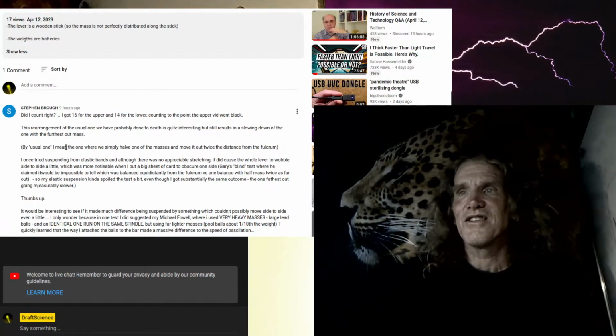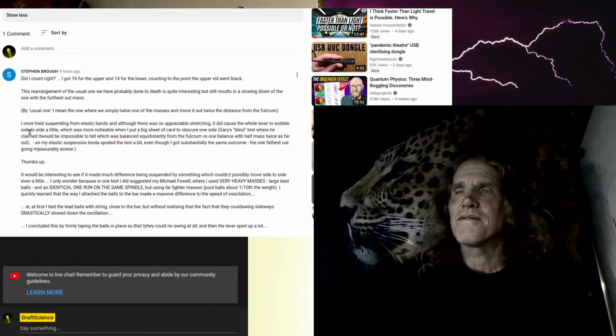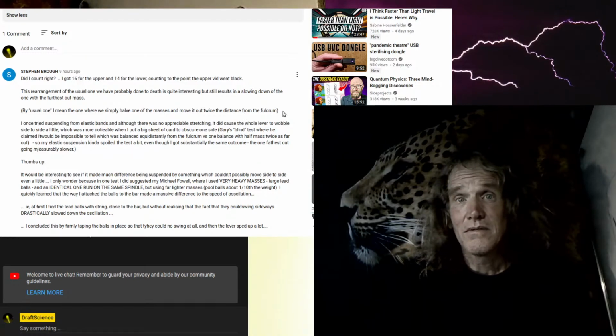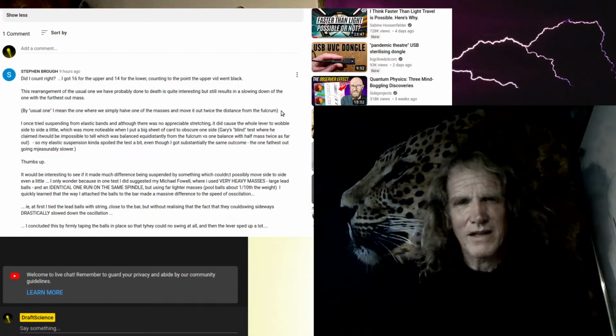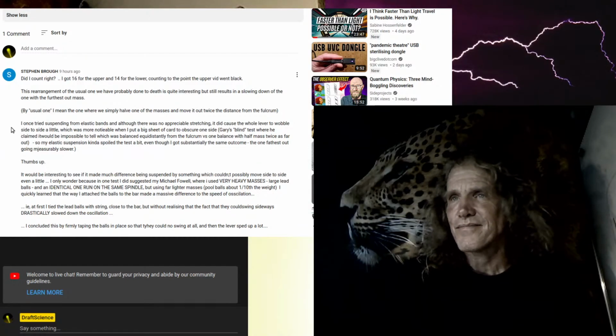Yeah, because he didn't do the experiment right. Oh, that's so funny. By usual one, I mean the one where we simply have one of the masses and move it out twice the distance from the fulcrum. We do? I didn't know that was an experiment where you take the same mass and move it twice the distance. I didn't know we did that one. Somebody did that one? I don't know what he's talking about.